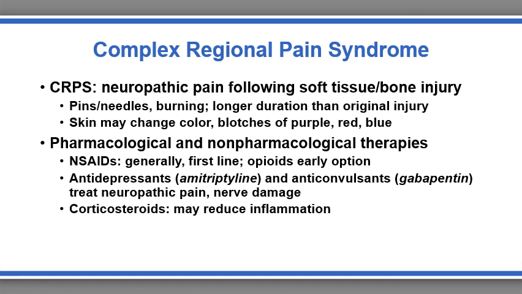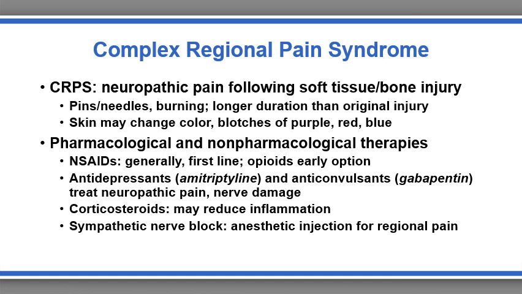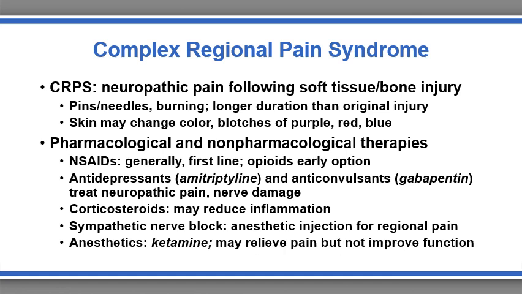Corticosteroids can help in reducing any inflammation present. Some individuals will get nerve blocks, so they'll get anesthetic injections to block the pain fibers and limit this. Anesthetics can also be used, sometimes low doses of IV or intranasal ketamine, which is a really strong anesthetic, may alleviate pain. However, that'll alleviate the pain, but it doesn't improve function.